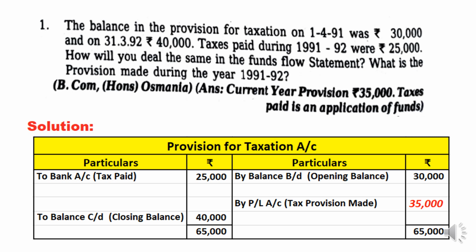Clear? So what to do with this? This tax provision made during the year will be written on the debit side of the P&L adjustment account, to provision for taxation. Whereas tax paid will be written as an application in the sources and application fund flow statement that we will learn in the third video. Clear? I hope I have made you understand all the basic crux of how to calculate funds from operation or funds lost in operation, as well as how to prepare the provision for taxation account.